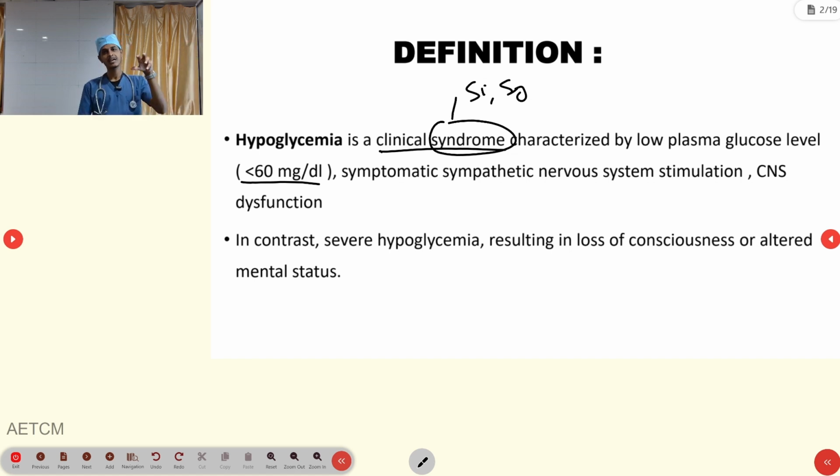So again, hypoglycemia is a syndrome, a group of signs and symptoms. Sign-wise you will get a low plasma glucose level, symptom-wise you will get sympathetic nervous system stimulation. In severe form, in a hypoglycemic crisis, with a level less than 40 milligram per deciliter, you can see CNS dysfunction: altered mentation, stupor, coma, unresponsiveness, unconsciousness. Those will all occur in severe hypoglycemia.